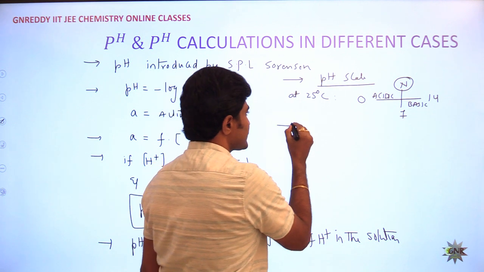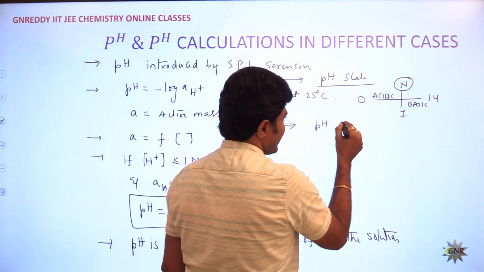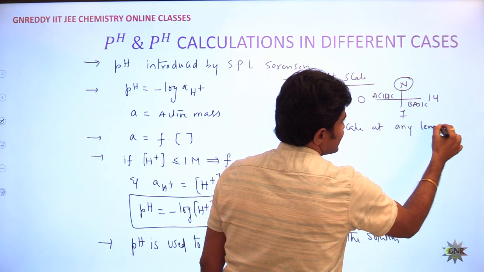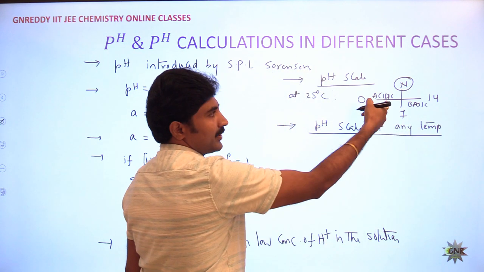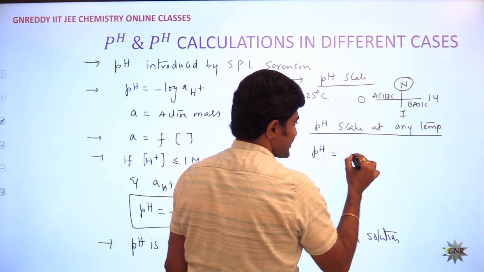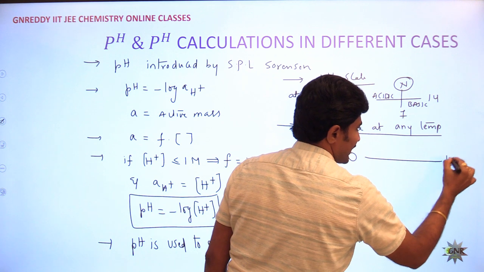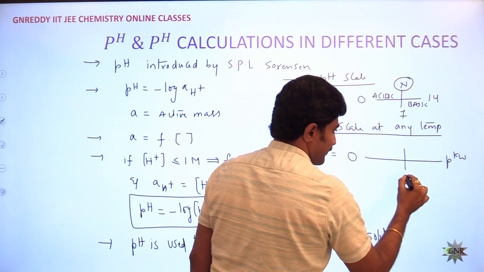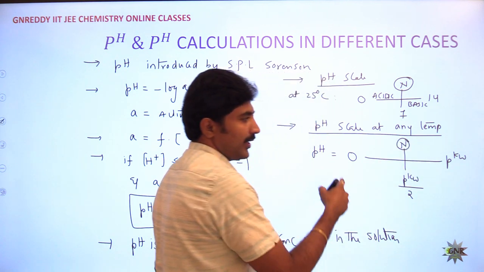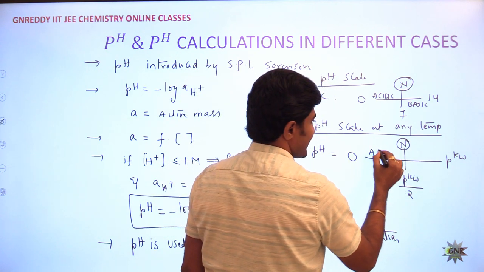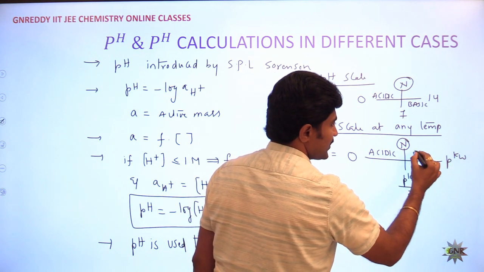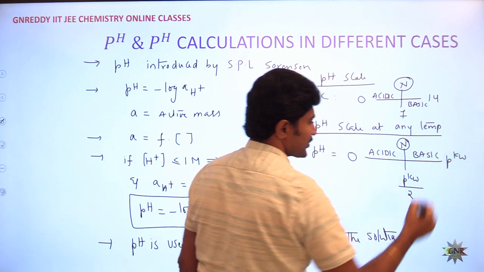But if you use the pH scale at any temperature, it is not like this. It is valid only at 25 degrees centigrade. The pH scale at any temperature is in between 0 to pKw, where pKw by 2 suggests a neutral solution, 0 to pKw by 2 is an acidic solution, and pKw by 2 to pKw is a basic solution.